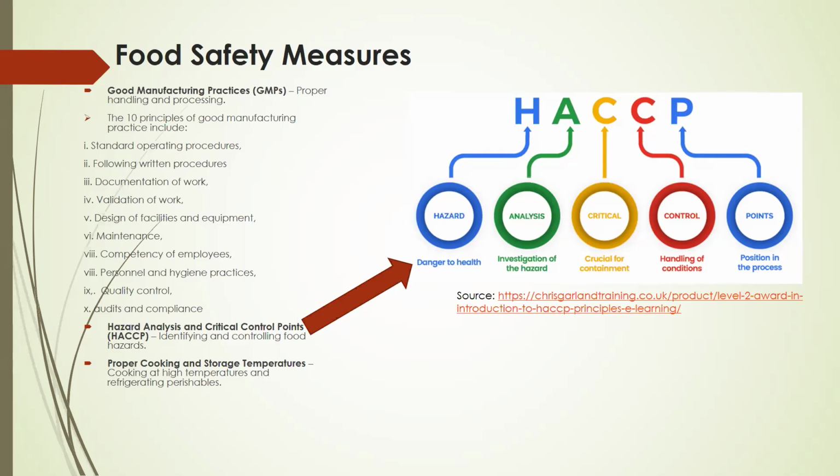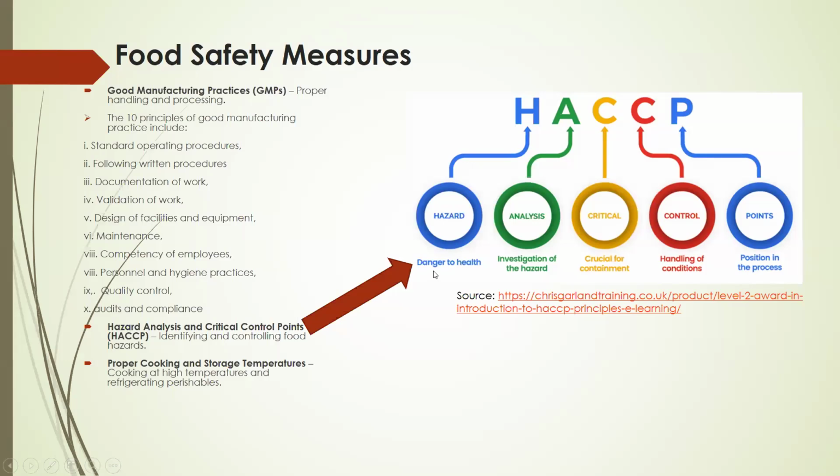So apart from the good manufacturing practices, you also have the hazard analysis and critical control points, the HACCP. In this case, you identify and control food hazard. And I have a diagram here that shows HACCP and what it means. H means hazard, A means analysis, C means critical. The other C means control, and P is points. Hazard analysis, critical control points.